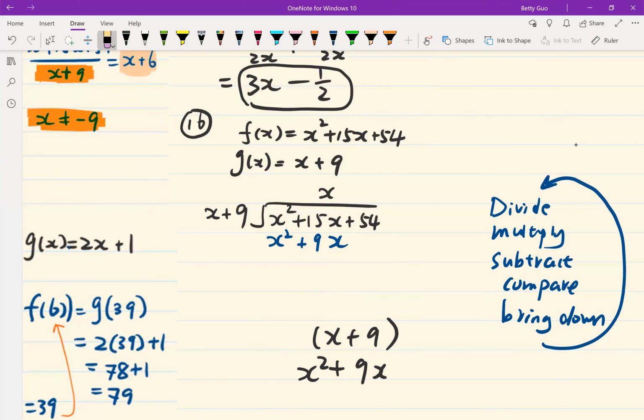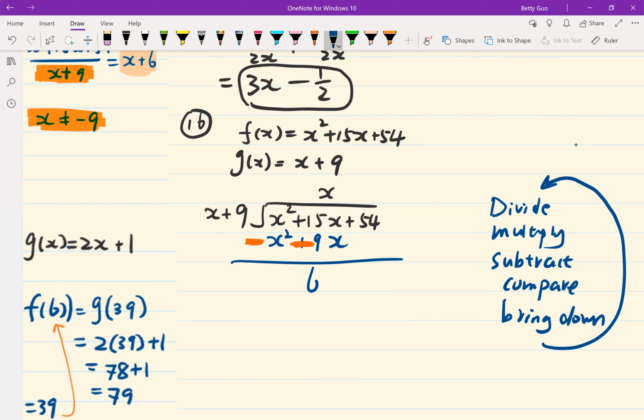Subtract. We change the sign of the blue polynomial. Positive becomes negative, positive becomes negative, and then we do the addition. X squared plus negative x squared, 0. 15x minus 9x, 6x. Compare. 6x has degree 1. The divisor also has degree 1. The remainder does not have lower degree than the divisor.